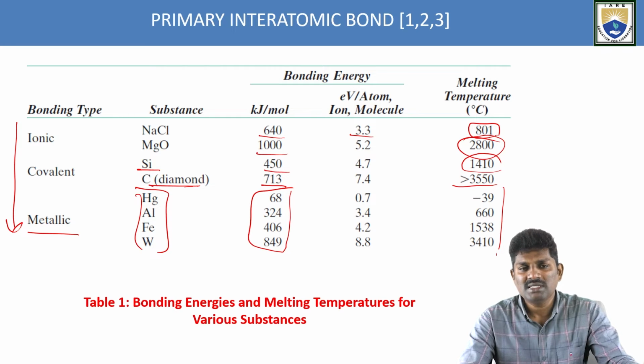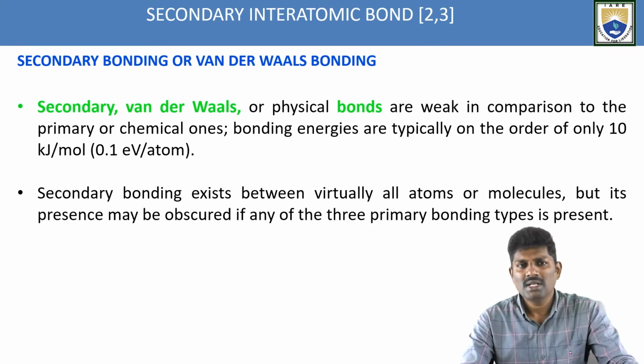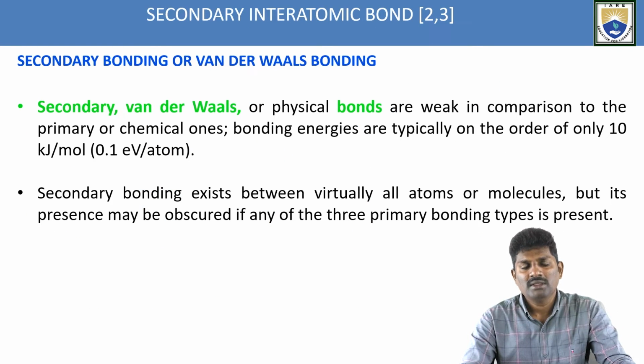If you know all these things, it is very easy for us to select the material depending upon the application, what type of material is required based upon your application. So that is about the primary bonding, the three classifications we have. And coming to the second category, you have the secondary bonding, sometimes called van der Waals bonding.